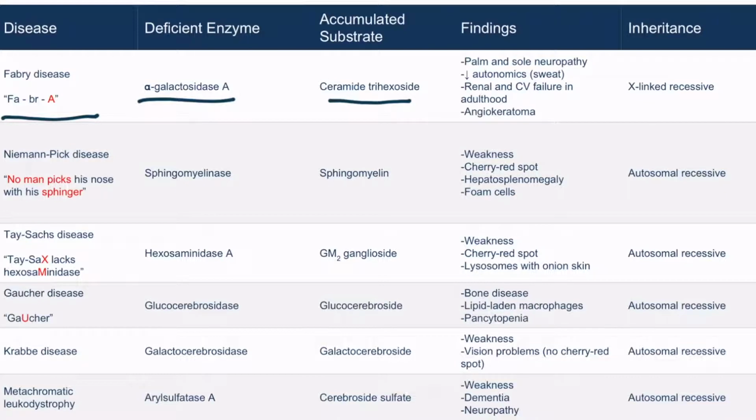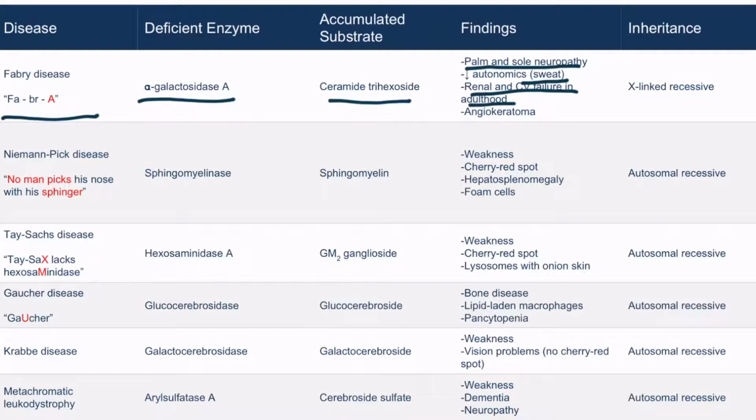As ceramide trihexoside accumulates in the nerves, it results in neuropathy of the palms and soles. Accumulation in the autonomic nerves causes dysfunction of the sweat response, so there is decreased sweating. Accumulation in the arteries results in renal and cardiac ischemia, which puts these individuals at an increased risk of developing renal and cardiovascular failure in adulthood.